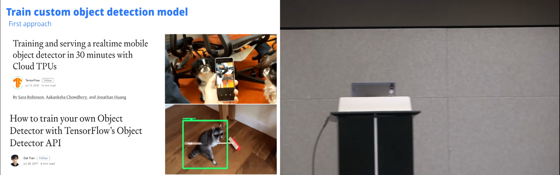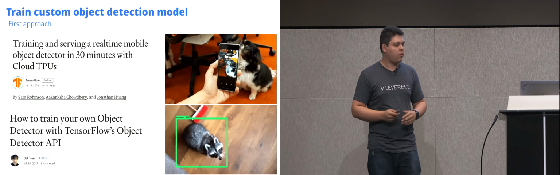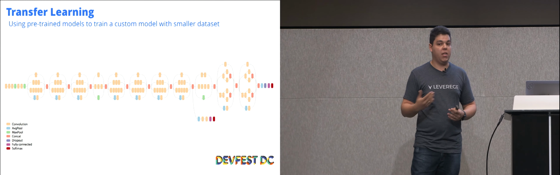So I thought, well, I can use that same architecture to track my cats at my house. So how can we do that? I searched for some tutorials to train a custom object detection model, and I found some really good ones, even using Cloud TPUs to train the model, really easy to follow. And most of those tutorials use a concept called transfer learning.